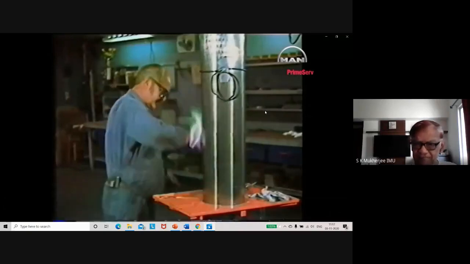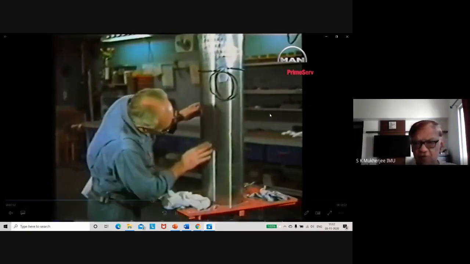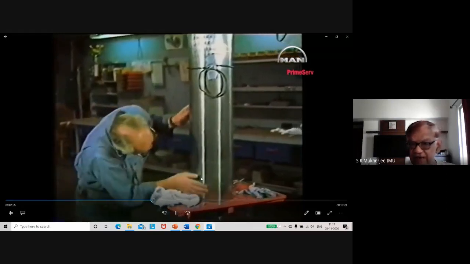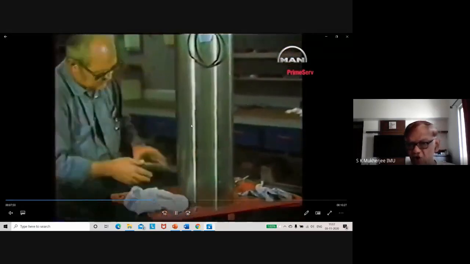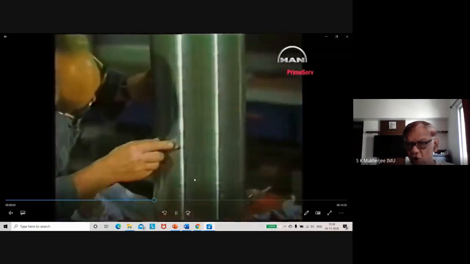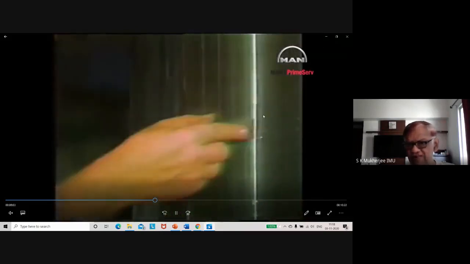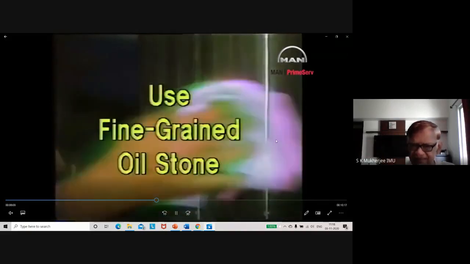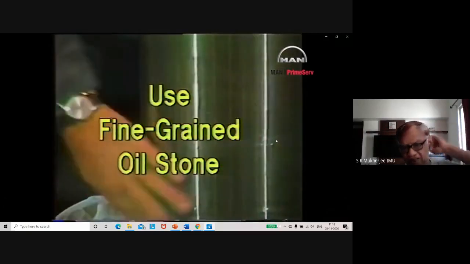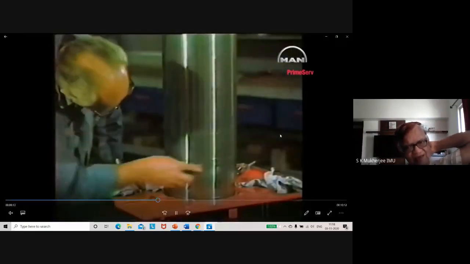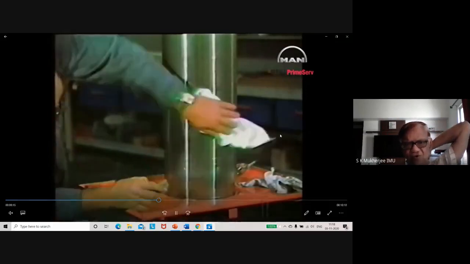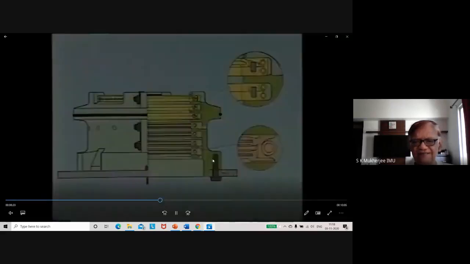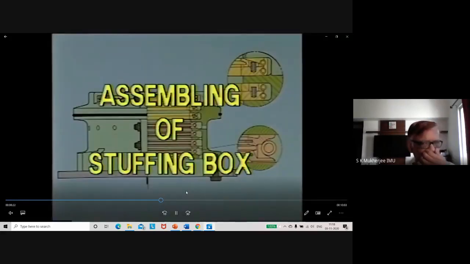Now he will do the assembly. He will first put a layer of lubricant. Oh no, first he's checking for any uneven surface of the piston rod. If there is any, he will use an oil stone. Oil stone is the same thing as you see in a barber shop where he sharpens his razor. That stone is called an oil stone. And this one is a smooth oil stone because the surface has to be super smooth. And actually it is super smooth. He has just rubbed it to show you that he's rubbing it up. Now let's have a look at the assembly.